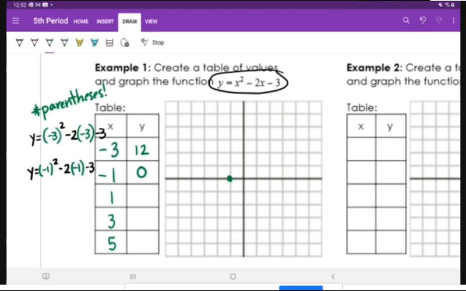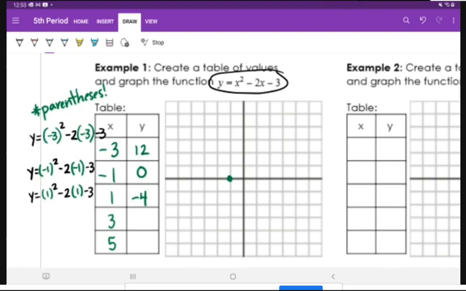All right, for our next one, we're going to be putting in the number +1. So we'll have parentheses, 1, parentheses, squared, minus 2, parentheses, 1, parentheses, and then minus 3. So plug this in. What did everybody get? -4. Good, good. That's what I got.